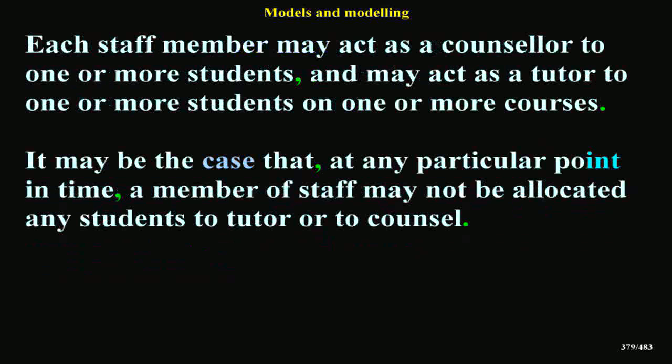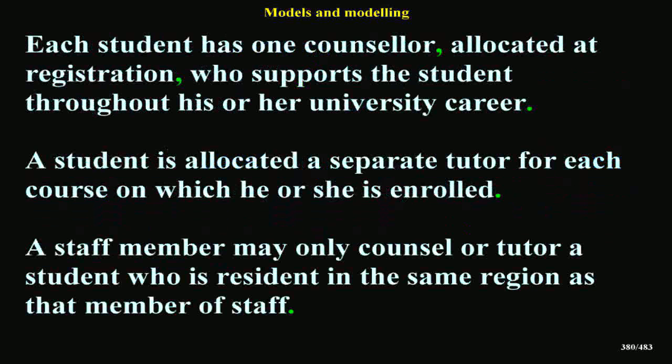Each staff member may act as a counselor to one or more students, and may act as a tutor to one or more students on one or more courses. It may be the case that, at any particular point in time, a member of staff may not be allocated any students to tutor or to counsel. Each student has one counselor, allocated at registration, who supports the student throughout his or her university career. A student is allocated a separate tutor for each course on which he or she is enrolled. A staff member may only counsel or tutor a student who is resident in the same region as that member of staff.